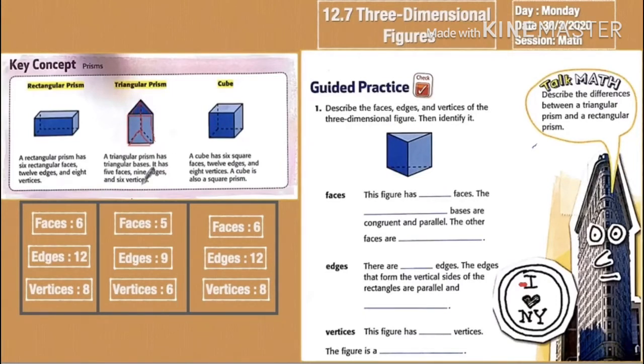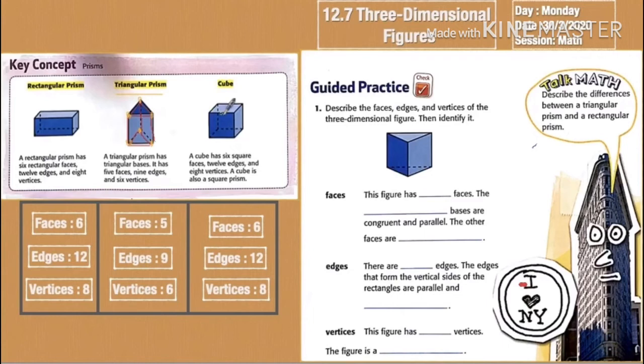And the last thing, we have 6 vertices. So 1, 2, 3, 4, 5, 6. Now a triangular prism has 5 faces, 9 edges, and 6 vertices.